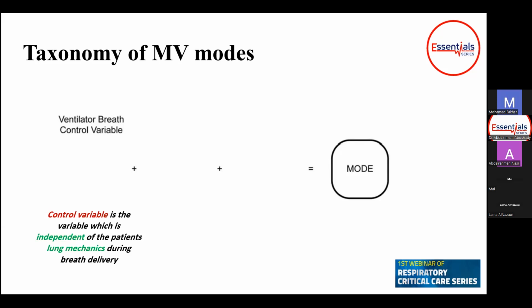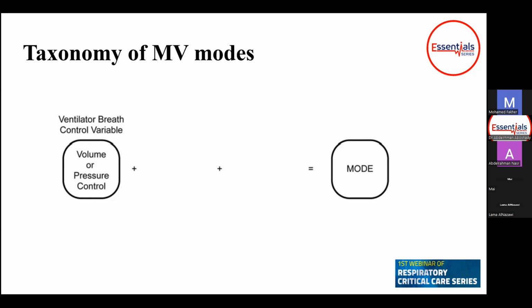We have two options of control variables. Either volume control, and in volume control mode, we set both volume and flow. So when we refer to volume control as the control variable, it means controlling both volume and flow, not only the volume. Pressure control modes refer to controlling the pressure, so the volume is variable. And this is very essential in our topic today, dual control. How are we going to control the volume and pressure? We are going to know this later on. So this is the first component of classification of any mode, the control variable.